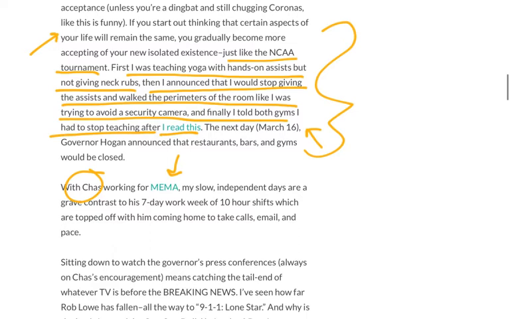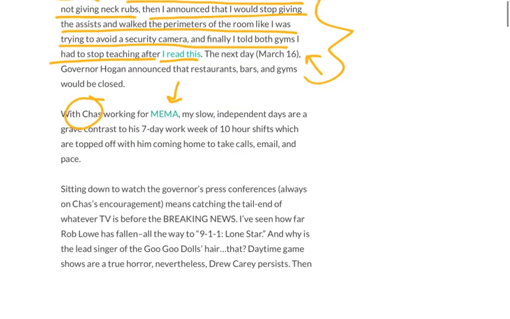And MEMA, for those of you who don't know, is the Maryland Emergency Management group. So her husband's the one who's doing all of the emergency management right now in the state. He's not the only one, but he's in charge of a lot of important things in terms of emergency management, which is what she's referencing in this paragraph.